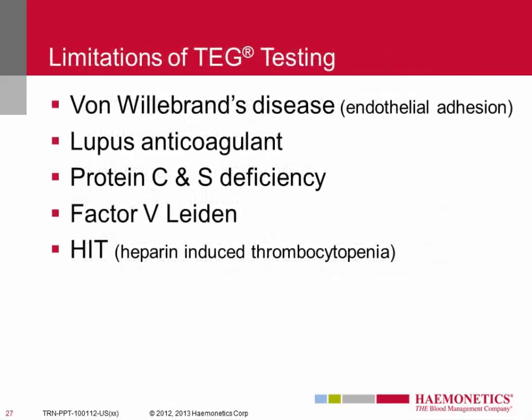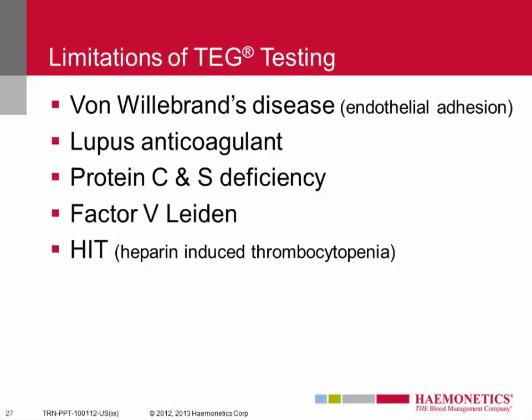So limitations of TEG testing: von Willebrand's disease. If you have a normal TEG tracing and your patient's still bleeding, you might want to suspect that he has von Willebrand's deficiency. Because what's happening is that even though the patient's building, or is capable of building, a nice clot, there's not enough von Willebrand to actually connect that clot to the damaged tissue, right?